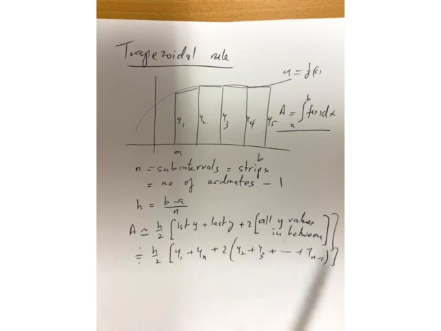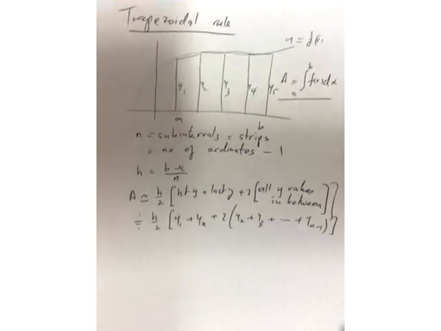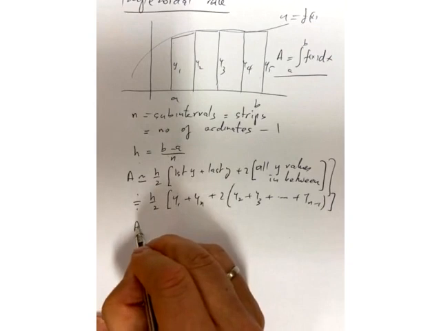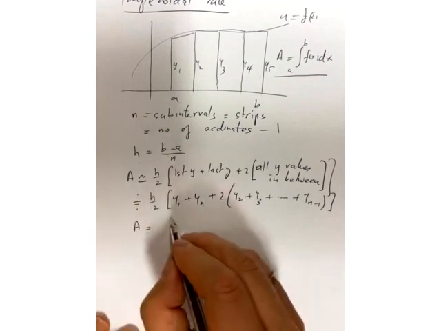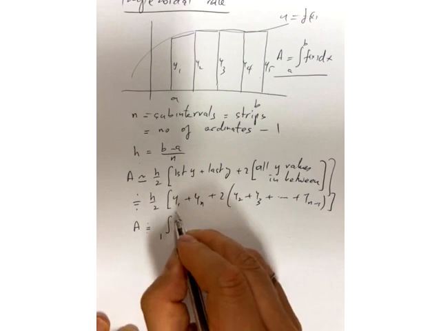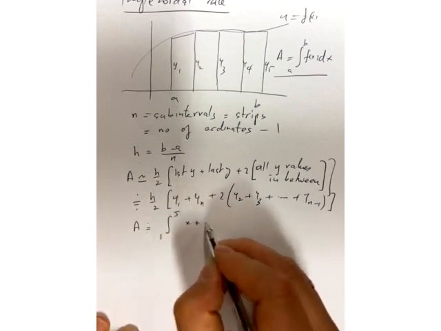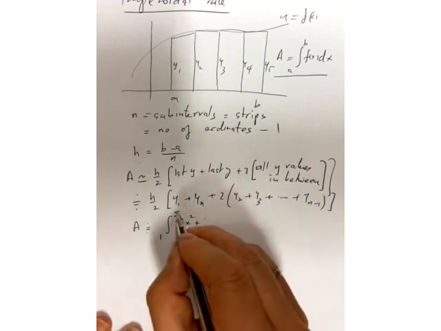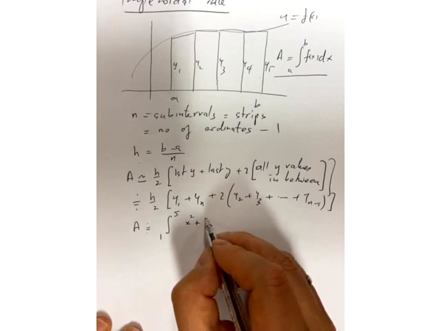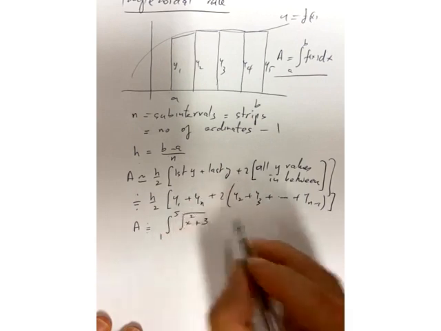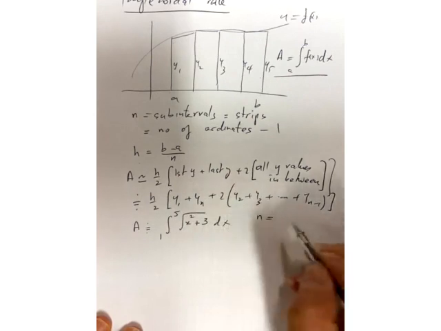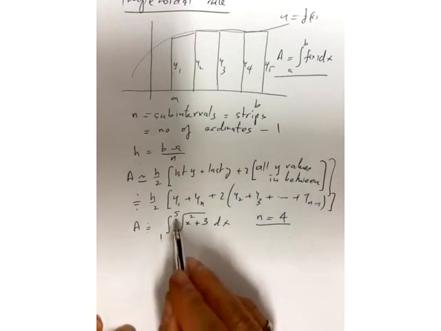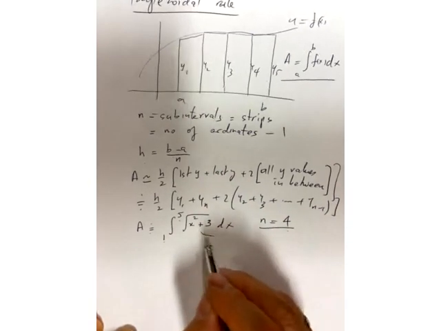So the best way of doing the trapezoidal rule is to have a table. And so they can ask you this question: find the area underneath the curve. I'm just making this up. From 1 to 5, the function is the square root of x squared plus 3. And I'm going to use 4 subintervals. So there's my A, there's my B, there's my N. There's my F, by the way.